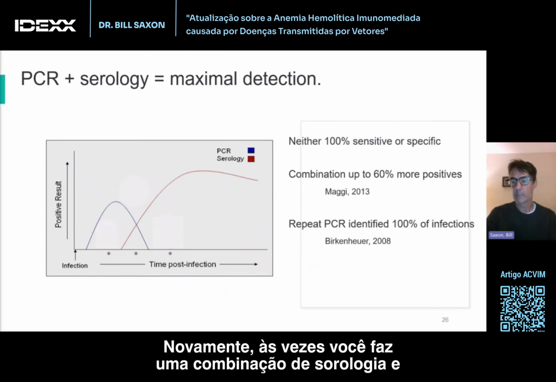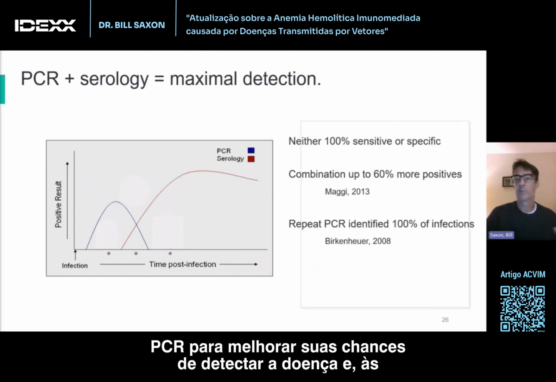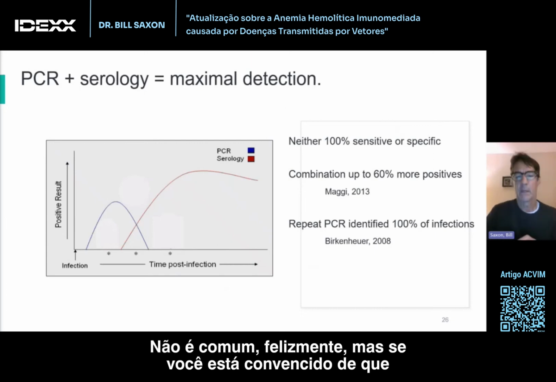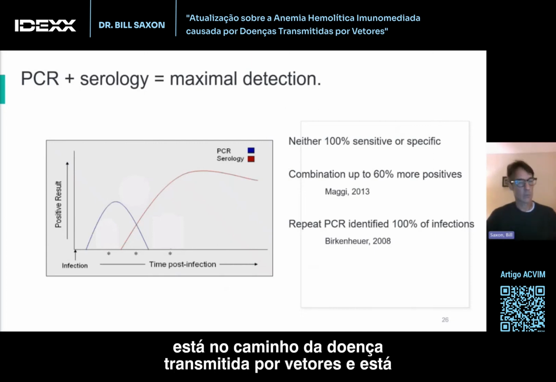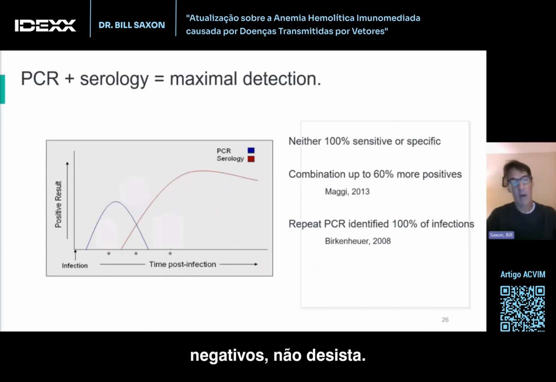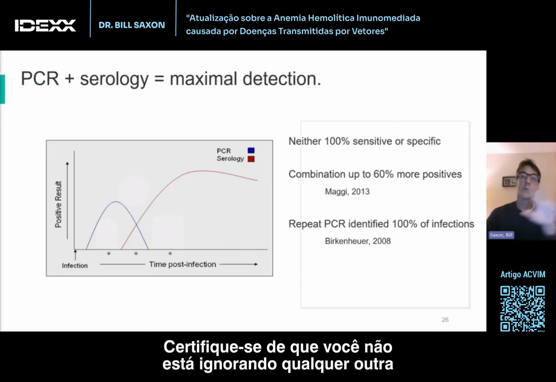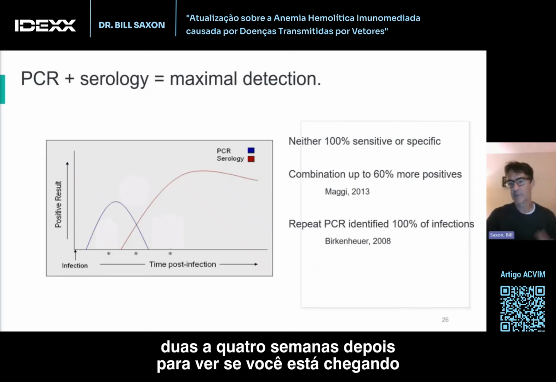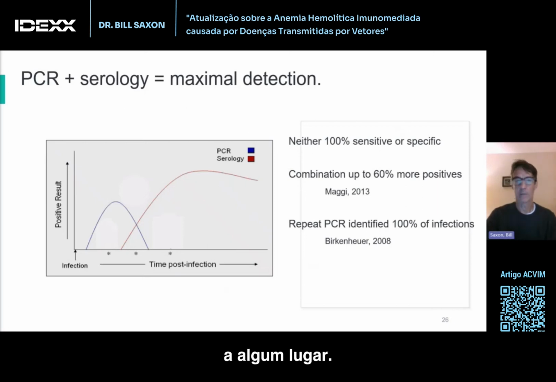Again, sometimes you do a combination of serology and PCR to improve your odds of detecting the disease, and sometimes repeating these tests is necessary. Not often, luckily, but if you're convinced you're on the vector-borne disease path and you're getting results that don't make sense, that are negative, don't give up. Keep a broad outlook. Make sure you're not overlooking any other possible cause of the signs, but repeat these tests 2 to 4 weeks later to see if you're getting anywhere.